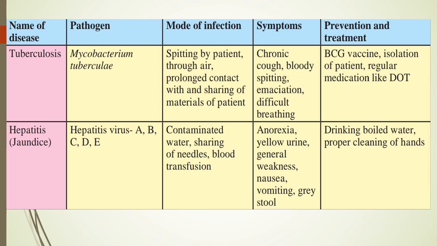Symptoms we have anorexia, yellow urine, general weakness, nausea, vomiting, grey stool. Anorexia means loss or lack of appetite for food, which means we do not have a willingness to eat food. Nausea means a feeling of sickness. Prevention and treatment: drinking boiled water, proper cleaning of hands.